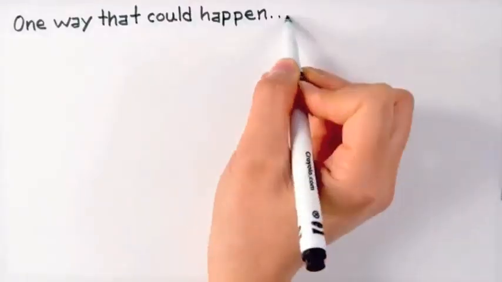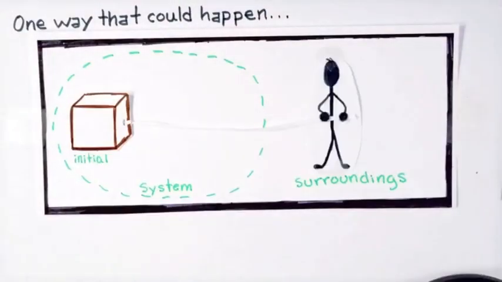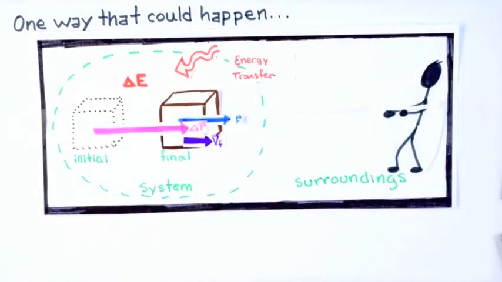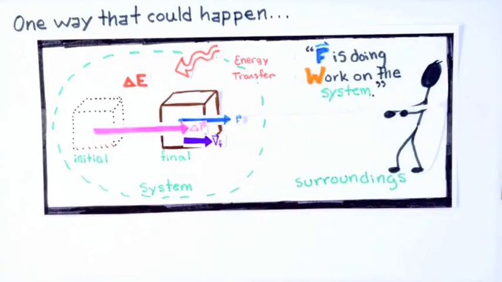Well, one way that could happen is if someone or something gave the system a push or a pull. We're imagining here for the moment that this pull, this force we call F, is the only force acting on the box. We say that the force F is doing work W on the system. Moreover, since it's reasonable to expect that the larger the force, the more energy would be transferred, then we would expect that the work would depend on the magnitude of the force. But that's not the whole story.